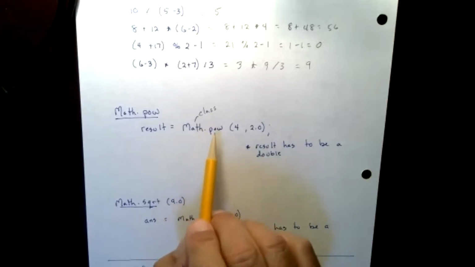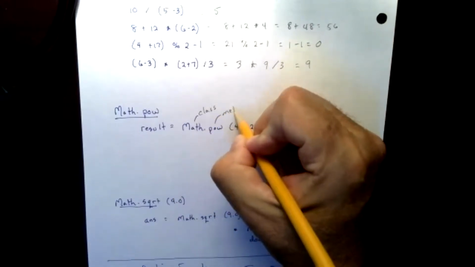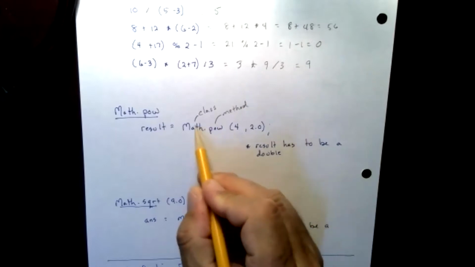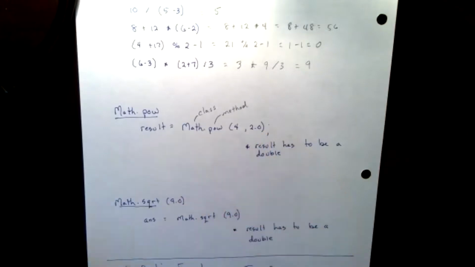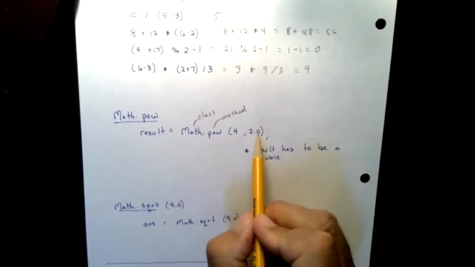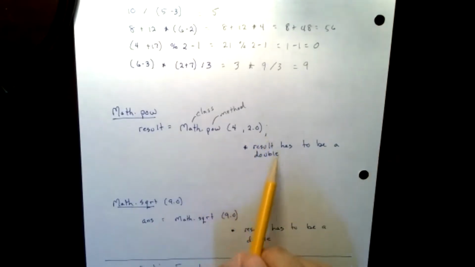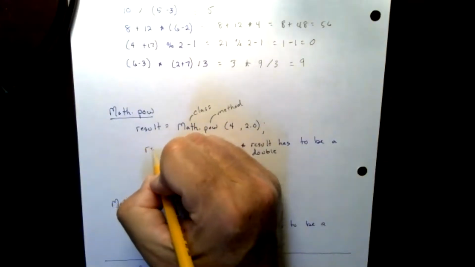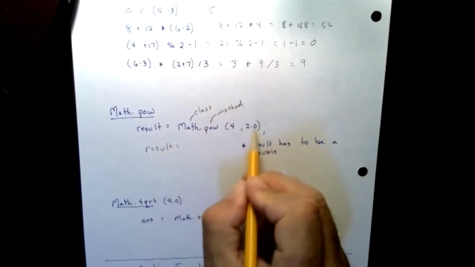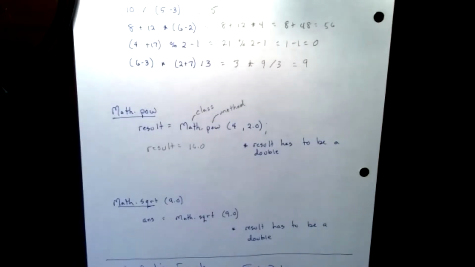Inside of that class, we have an operation. It's actually called a method. That's a block of code that's stored in the class that says, hey, you send in 2 numbers and I'll calculate what 4 to the second power is. Whenever I do this, my result is going to be a double. So when I come back, result is now going to have the value of 16.0.